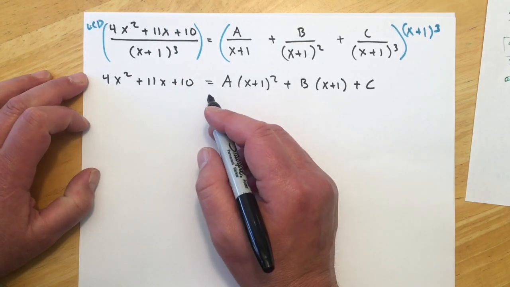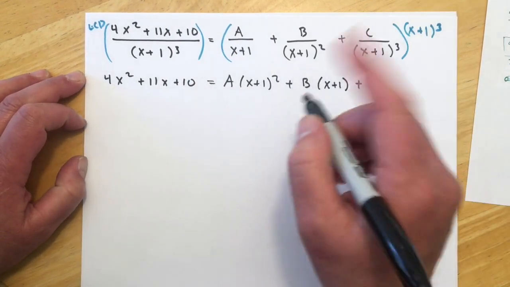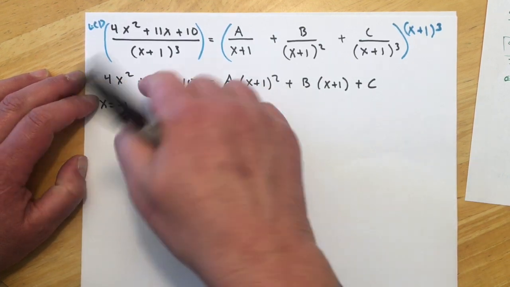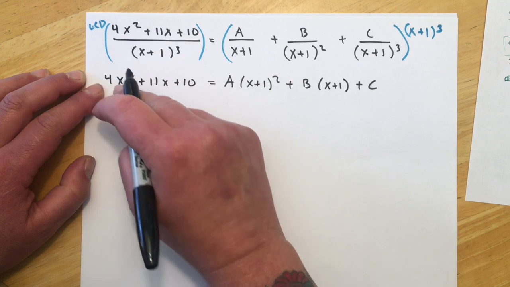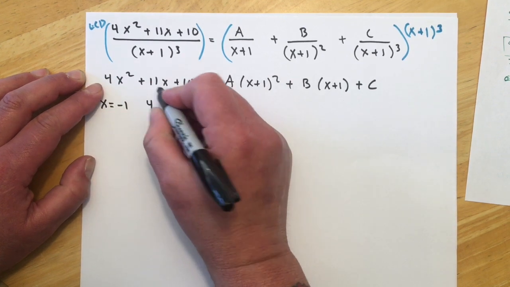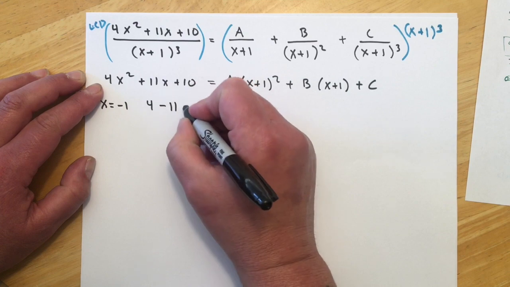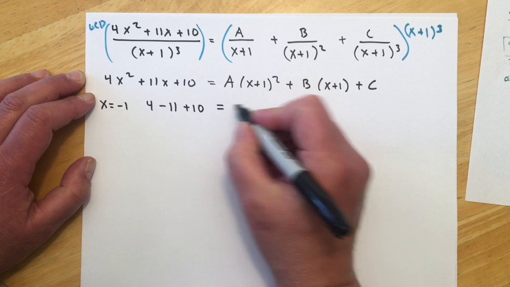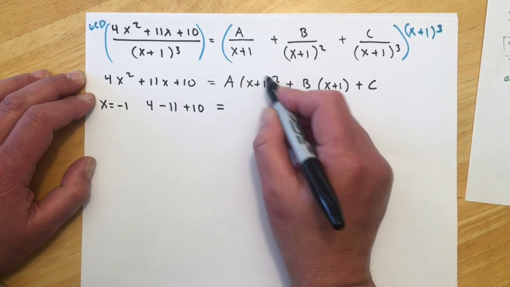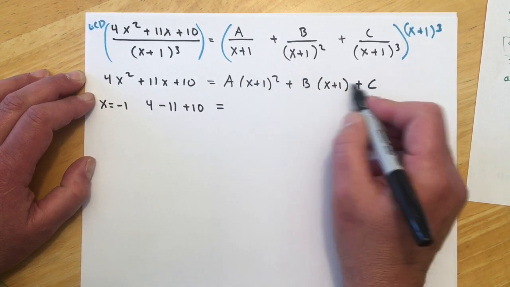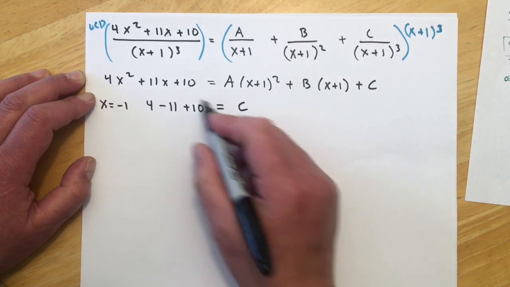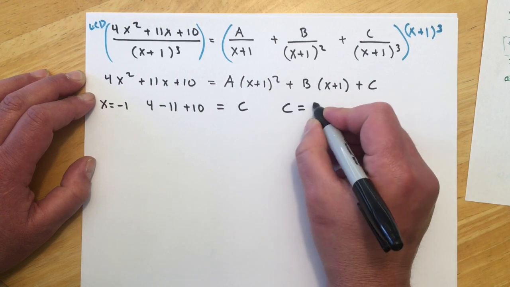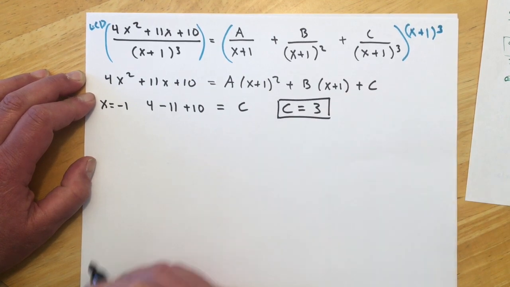So what I can do now is I have x plus 1 equals 0, and that is x equals negative 1. So I'm going to plug that into this side, and that will be 4 times negative 1 squared, so that'll be a 4, and then that'll make a minus 11 plus 10. So that's just negative 1 there, and there makes this. And then on this side, negative 1 here cancels out the A term, negative 1 here cancels out the B term, so I'm just left with C. And then 4 plus 10 would be 14 minus 11, so that means that C equals 3.